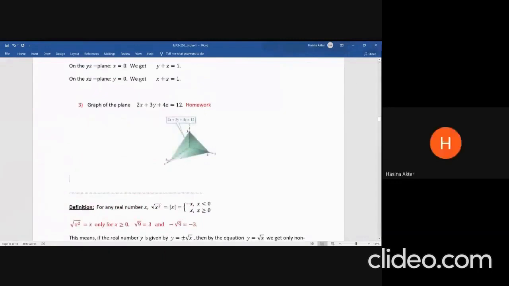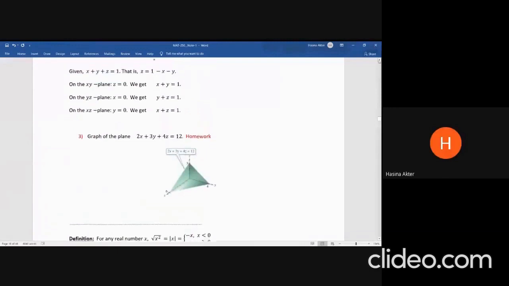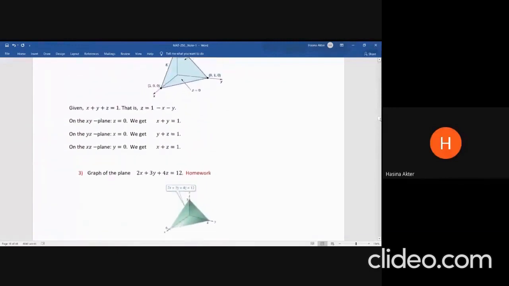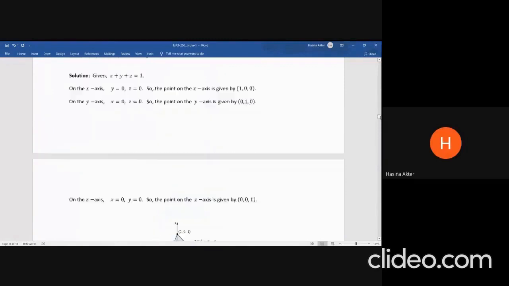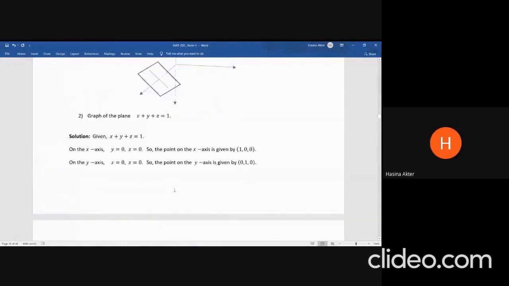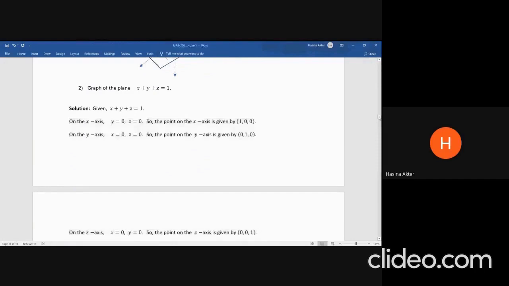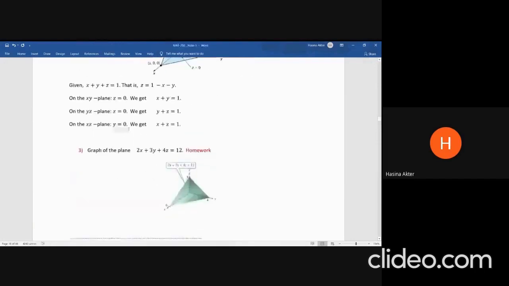Exactly. See, this information, what does it mean? First we have found the intersection. We have found x, y, and z intercepts. This is the x-intercept, y-intercept, and z-intercept. That means these three are the points where the plane intersects the x, y, and z axis respectively.